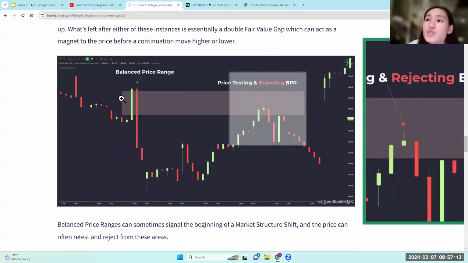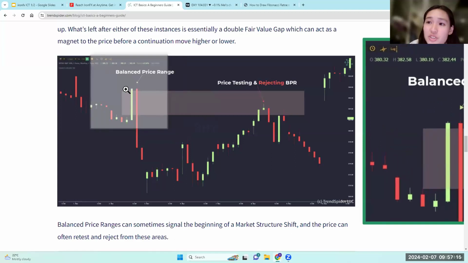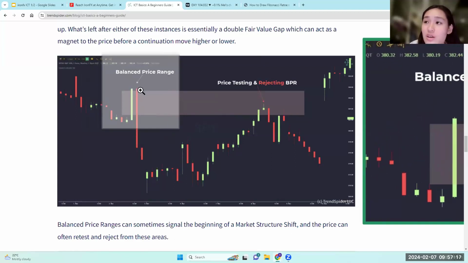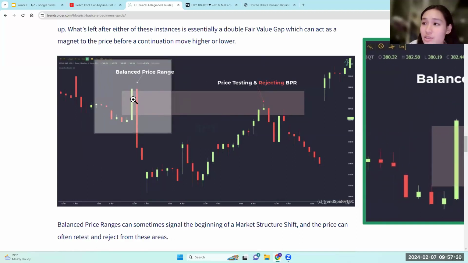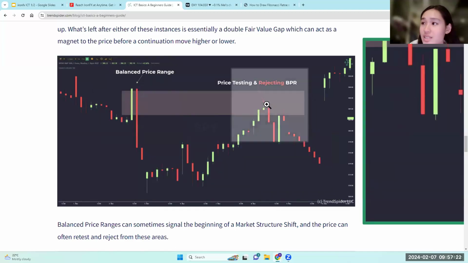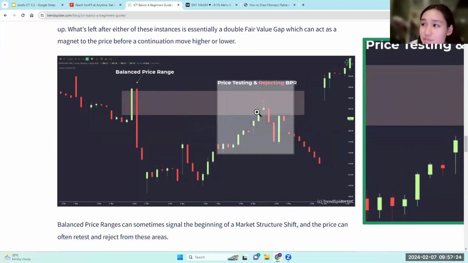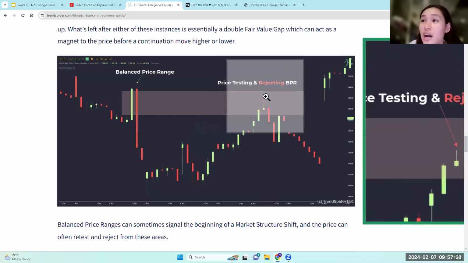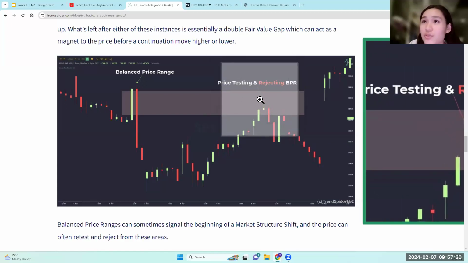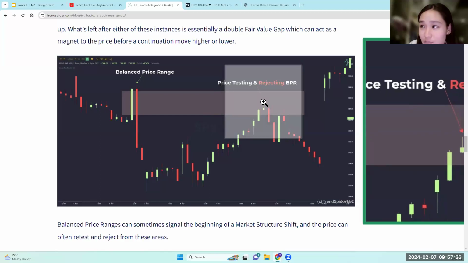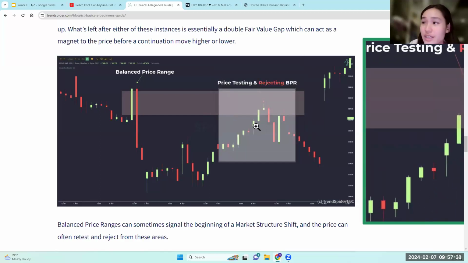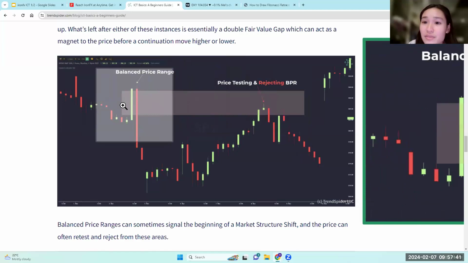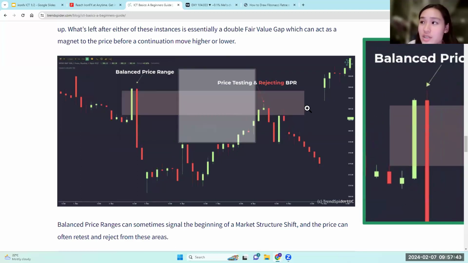Okay, so we have a balanced price range up here, which is essentially where price rebounds off of a resistance level, drops, and then tests that level again. Here it says price testing and rejecting your BPR. Basically, if you were here for our support and resistance levels, we're just talking about a double swing high here. So it's where price reverses off the same resistance level as before.